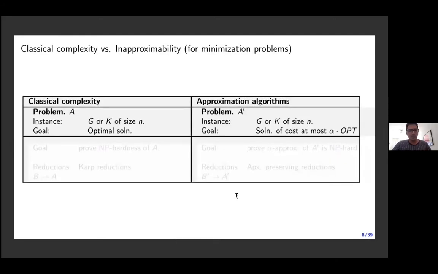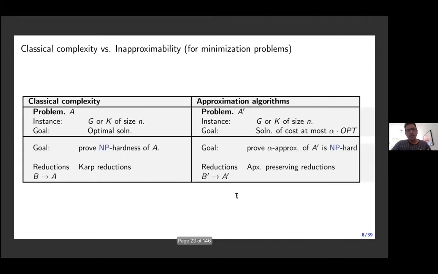Now let me recall some notions from complexity theory. In classical complexity, you have this situation where you are given a graph or a complex of size n, and you want to find, let's say, the optimal solution. And in approximation algorithms, in contrast, the goal is a little different. You want to compute not necessarily the optimal, but a solution of cost within some alpha factor of the optimal.